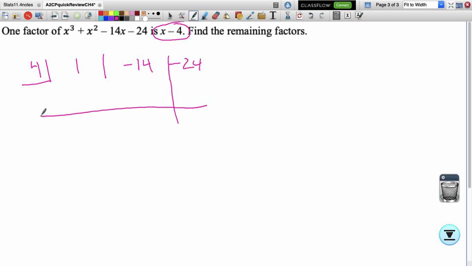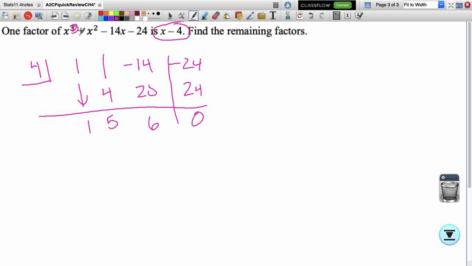Okay. I start by dropping my first digit. 4 times 1 is 4. 1 plus 4 is 5. 4 times 5 is 20. -14 and 20 is 6. 4 and 6 is 24. My remainder is 0. I knew my remainder was going to be 0 because if it's a factor, there's nothing left over. It divides nicely.